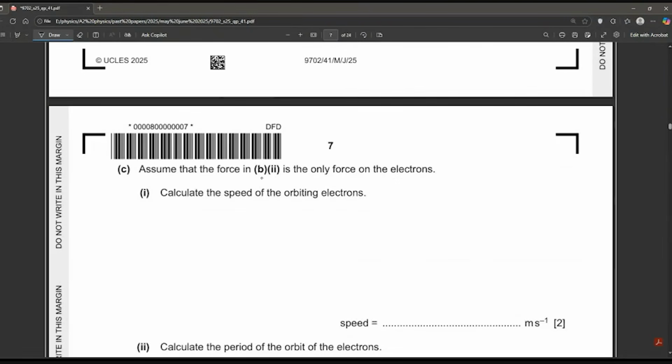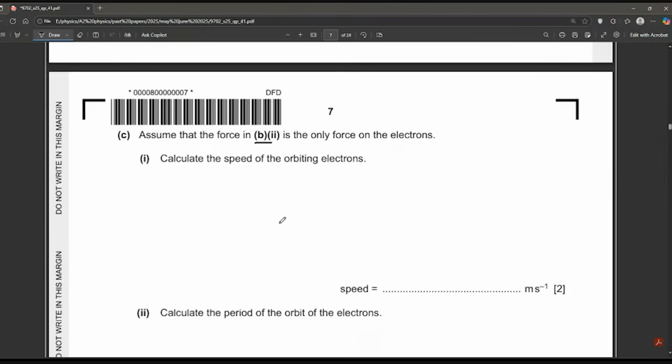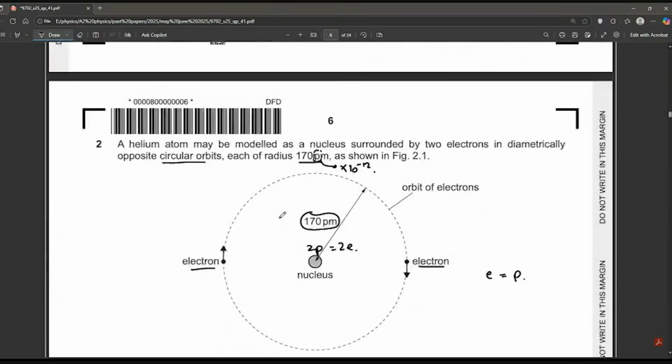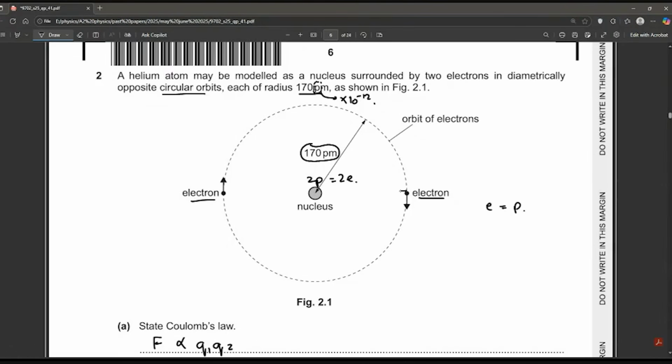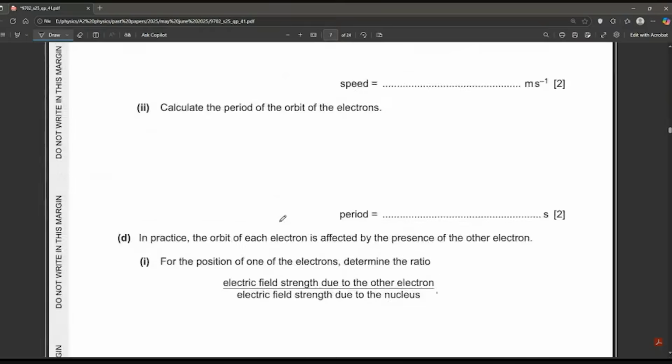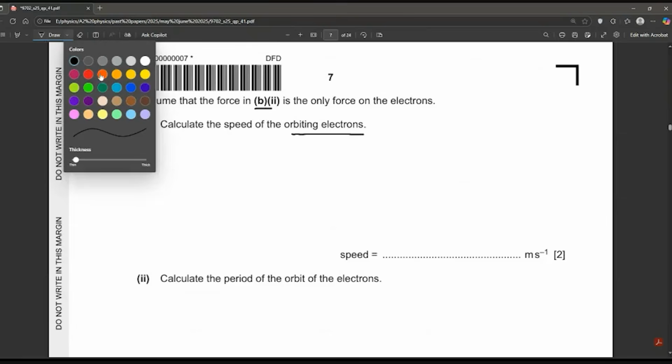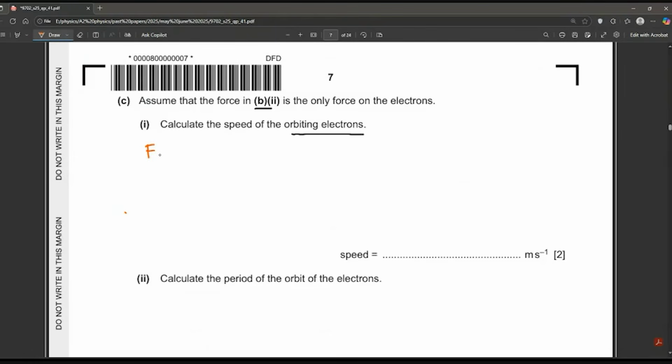Assume that the force in part B is the only force on electrons. Okay. Calculate the speed of the orbiting electrons. You have to find the speed of the orbiting electrons. What can you say? You can say that the inward electric force is equal to the outward centripetal force. Equate these two. You can say that the inward electric force is equal to the outward centripetal force.